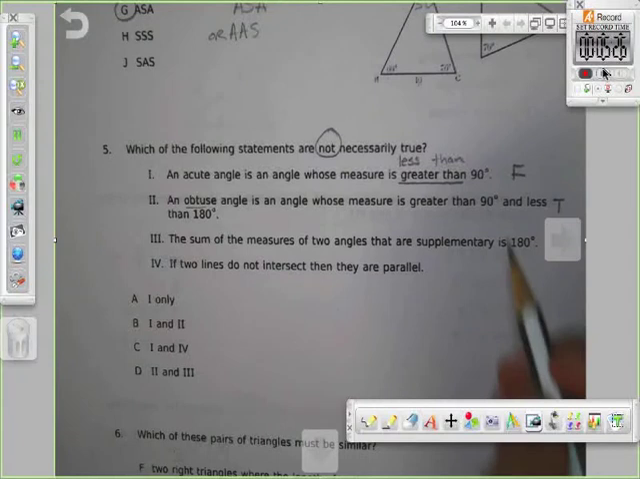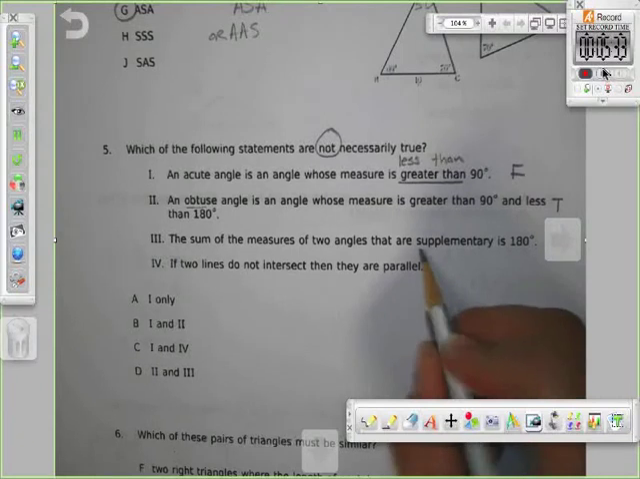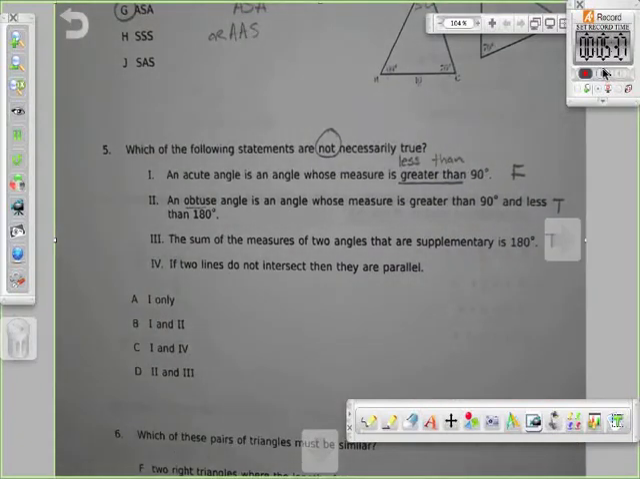Number 3, the sum of the measures of two angles is 180. If they're supplementary, that's true. That's the definition of supplementary angles.